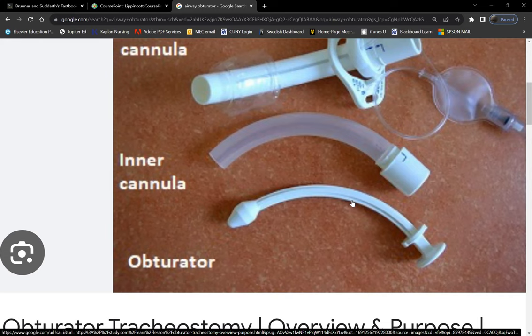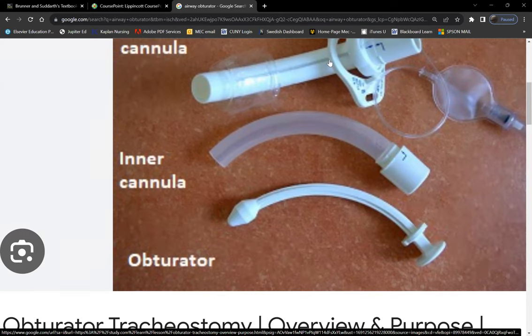So let's say you keep removing your old ties before you put on the new one, and then the patient pops out the airway. You need this obturator in order to insert. This is what Paulina is referring to. When you assemble this, this one goes in here, this thing goes in here. And then you insert the whole thing. Does that make sense?